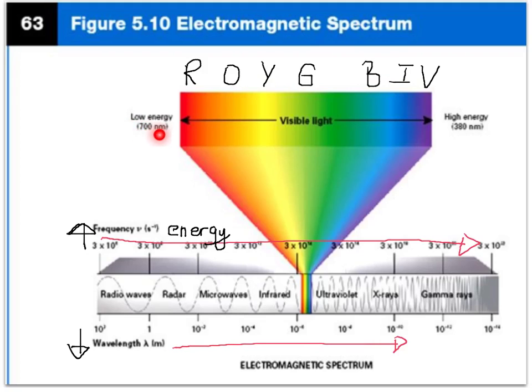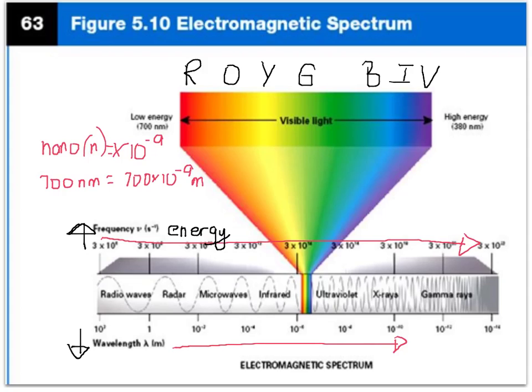Notice red has the lowest energy because it has the longest wavelength of 700 nanometers. That N means nano. Violet has high energy at 318 nanometers. So what does this mean? Nano, N-A-N-O, or N, means times 10 to the negative 9. So 700 nanometers would mean 700 times 10 to the negative 9 meters.